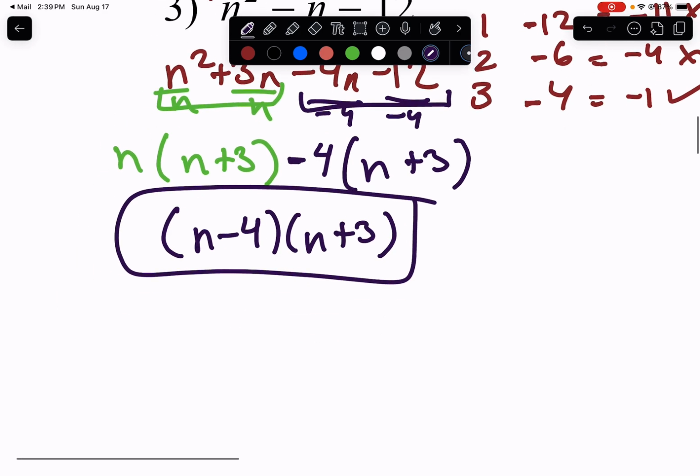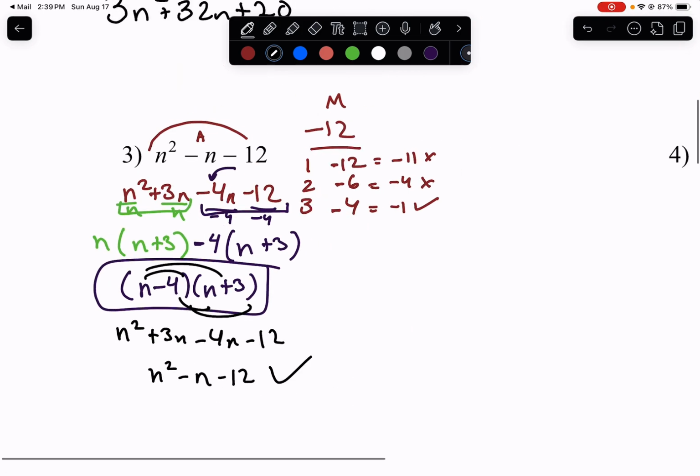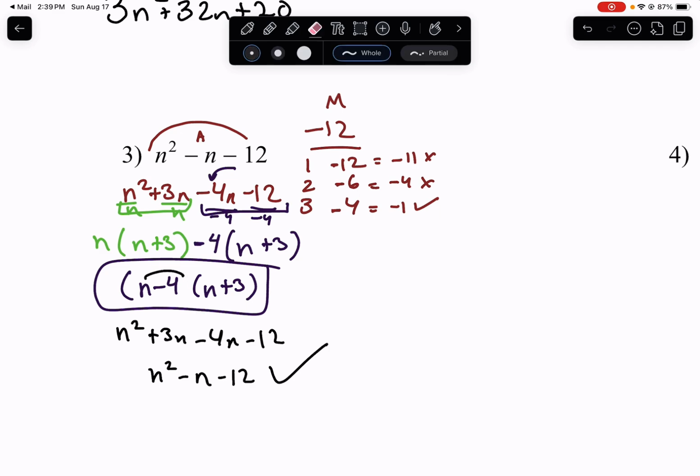Of course, we can go and check. We FOIL this out. I get n squared plus 3n minus 4n minus 12. I get n squared minus n minus 12, which checks out with my initial problem. So that means I did a good job. So this is going to be my final answer here.